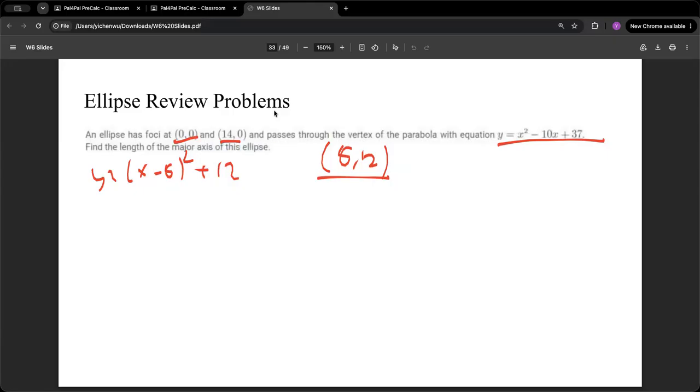So that means the center of the ellipse must be 7, 0, because it must be the midpoint of the two foci. So the equation is x minus 7 squared.